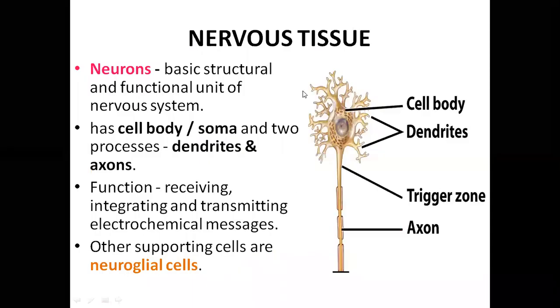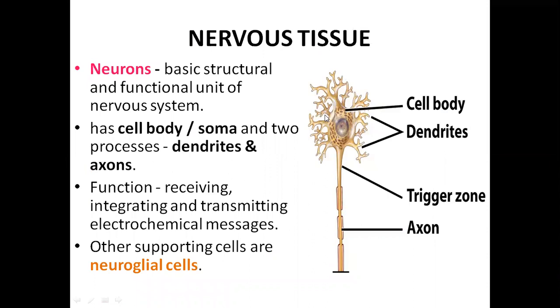So, in the nervous tissue, what are we going to see? Like you have been studying right from your schooling, it is made up of neurons. The structure of a neuron is actually very easy, and everybody is, I think, very much familiar with it. The neuron is the basic structural and functional unit of the nervous system.